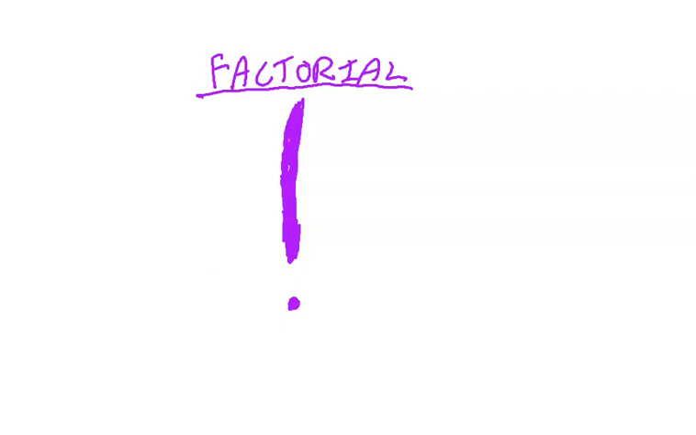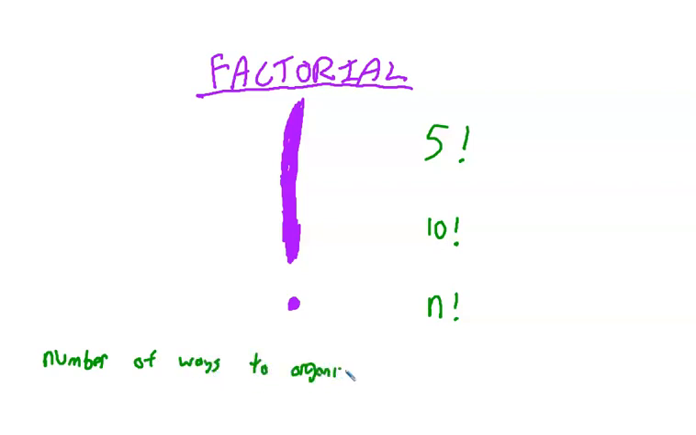What a factorial means is, it does not mean an exclamation mark, but a factorial is notated as 5 factorial or 10 factorial or n factorial. A factorial is the number of ways to organize n objects. So n factorial will tell us the number of ways that we can organize n number of objects, or 10 factorial, 10 different objects.